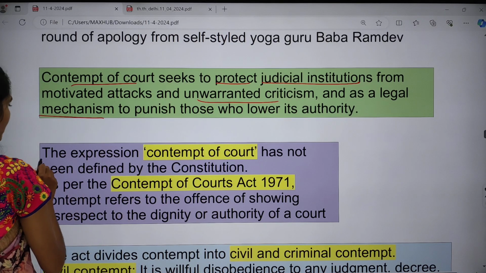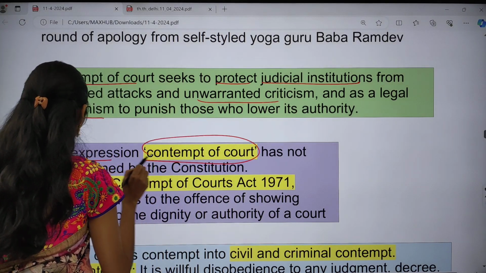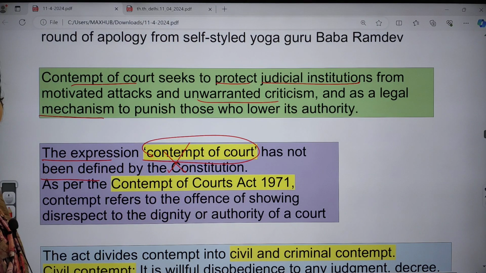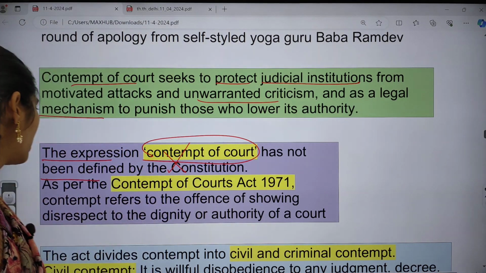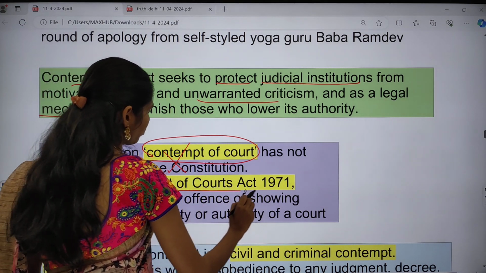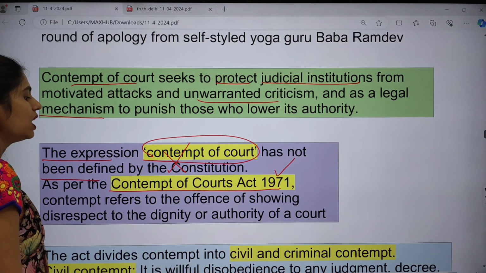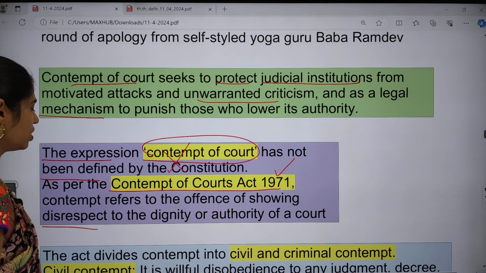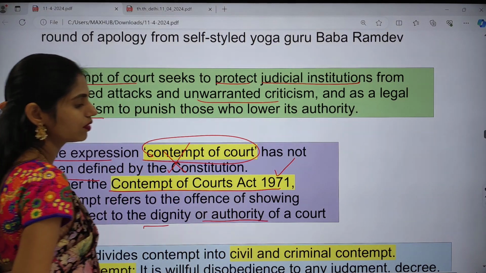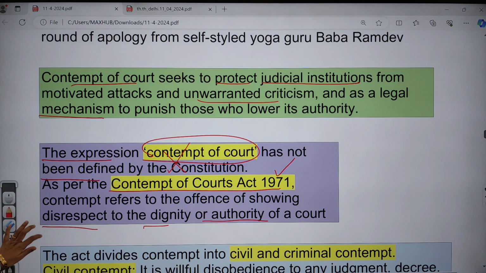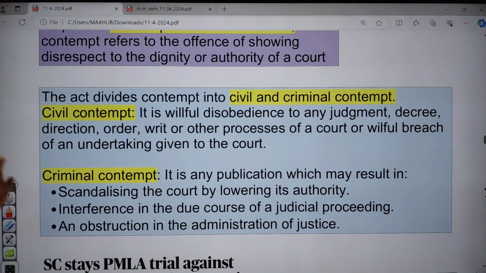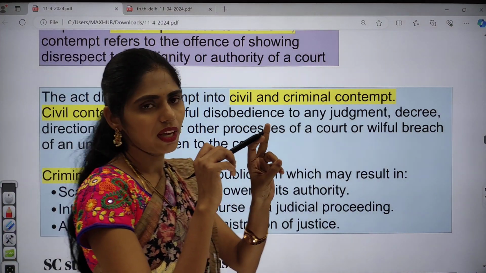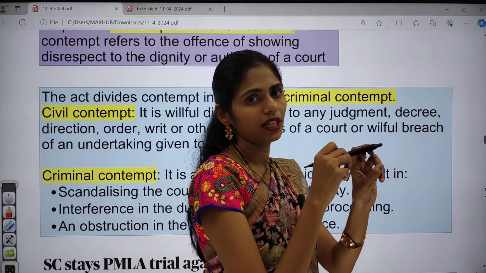The expression contempt of court has not been defined in our Constitution. In our Indian Constitution, there is no definition of contempt of court. But as per the Contempt of Courts Act of 1971, contempt refers to the offence of showing disrespect to the dignity or authority of the court. The Contempt of Courts Act of 1971 divides contempt of court into two types: civil contempt and criminal contempt.